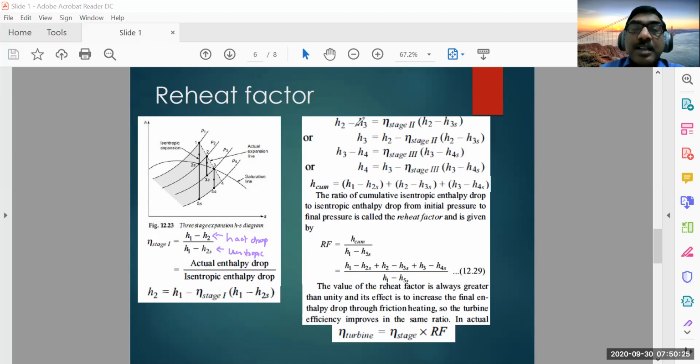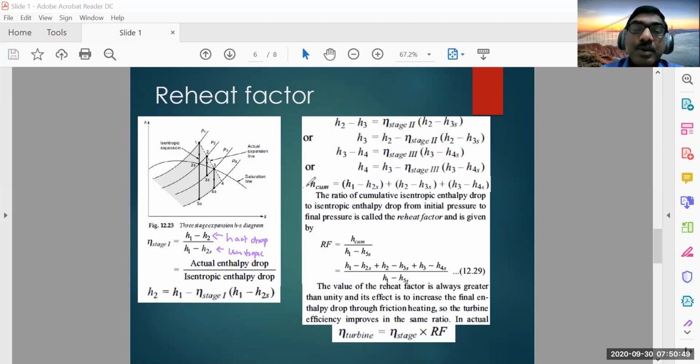Similarly, you can write for stage 2 also. H2 minus H3 is the efficiency of stage 2 into the isentropic enthalpy drop of stage 2. And H3 minus H4 means the actual enthalpy drop of stage 3. This is the efficiency of stage 3 into the isentropic enthalpy drop. So it is like that.